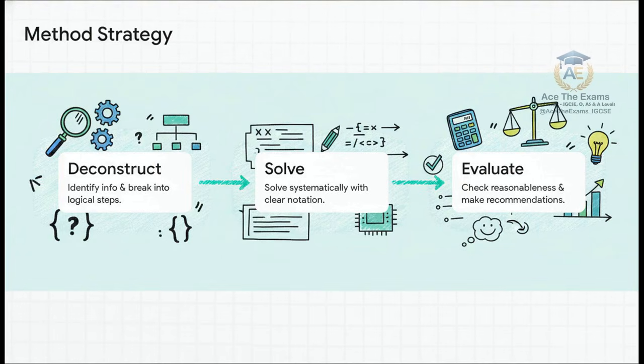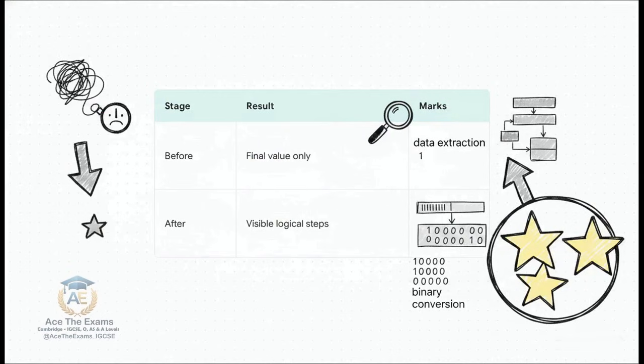Step 1. Deconstruct. You absolutely must identify the given information and break the massive question down into logical, bite-sized steps. Step 2. Solve. You execute your analytical framework systematically, and you do it using perfectly clear notation, no scribbles. And step 3. Evaluate. You step back, check your answer for reasonableness, and make justified recommendations. Deconstruct, solve, evaluate. Guys, this is the exact sequence that secures maximum method marks every single time. It's foolproof. Let's actually see how this builds in a real scenario.